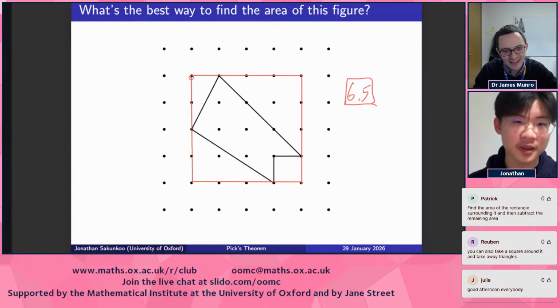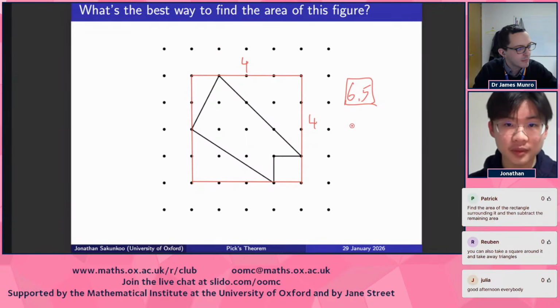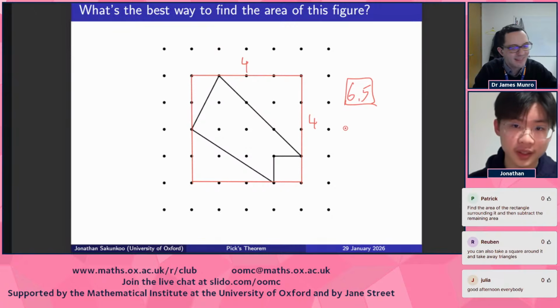So we draw a square around it, which has area, like this side is 4, this side is 4. So the area of the whole thing is 16. We can switch colors for the inside. So the area is 16 minus, and then let's calculate the area of the ones inside.